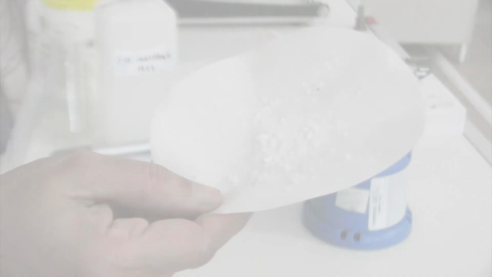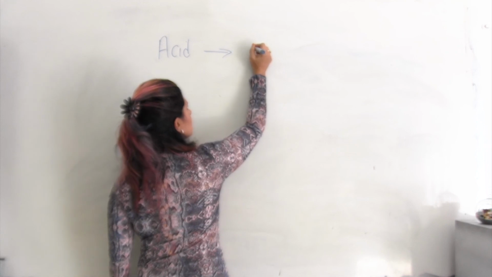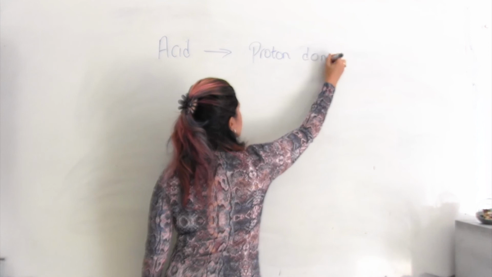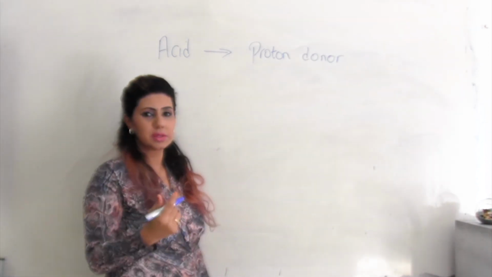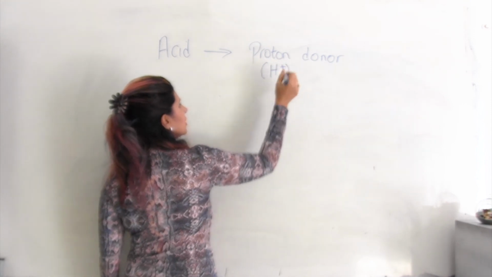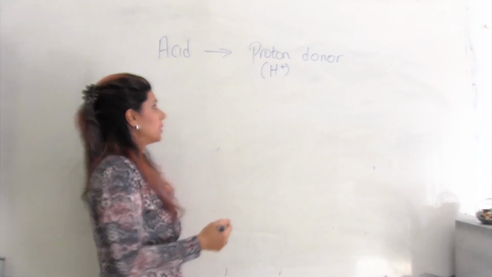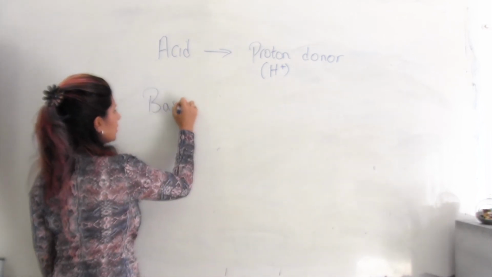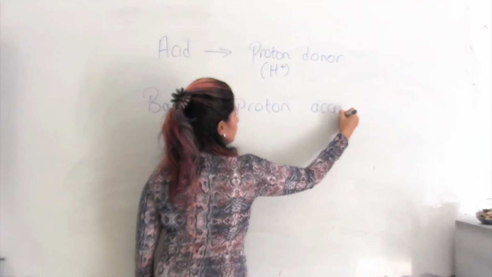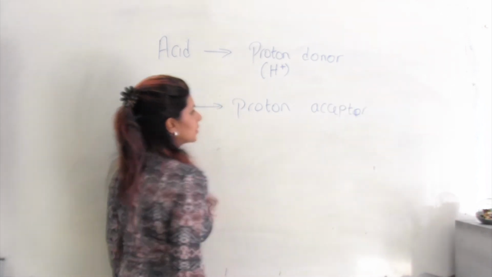I talk about acid. I describe acid as a proton donor. If you still remember, proton donor means they're going to give H+. Then who accepts them will be the base. So the base is going to be a proton acceptor. Or you can write it as well.